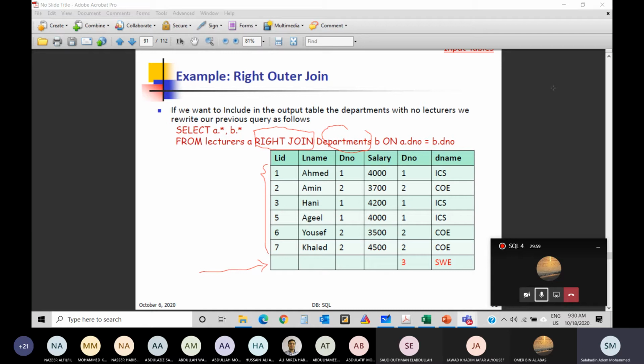Suppose you are a database expert. He will say, Umar, can you give me all the employees who work in departments? Don't give me the employees who don't work in departments. So what do I do? I do the right join. No, you don't do the right join. He wants only those people who work in departments. You do the equijoin, right?